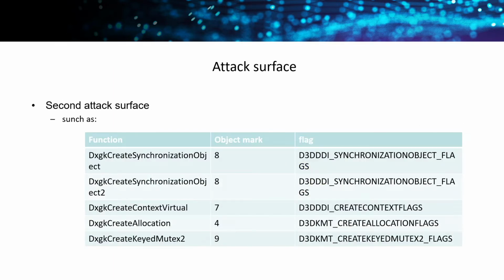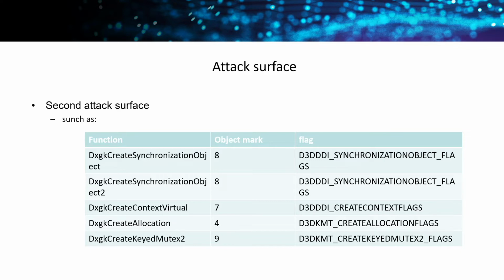Okay, the second attack surface. I call it getting more paths with different flags. We found that DirectX functions have many flag settings, which can create different kernel objects that have different effects in the kernel, such as the create object function. It has different flags, and these different flags allow it to represent different contents in the kernel. It can represent an object of type 8 or an object of type 11. We call it object mark.